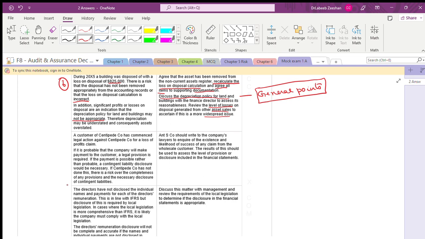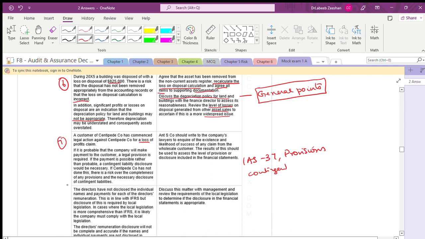Fine. Point number 7. A customer commences a legal action for the loss. The moment they have a claim, any claim against the company, the immediate response is that you should have a provision. That is IAS 37, Provisions, Contingent Assets and Contingent Liabilities.